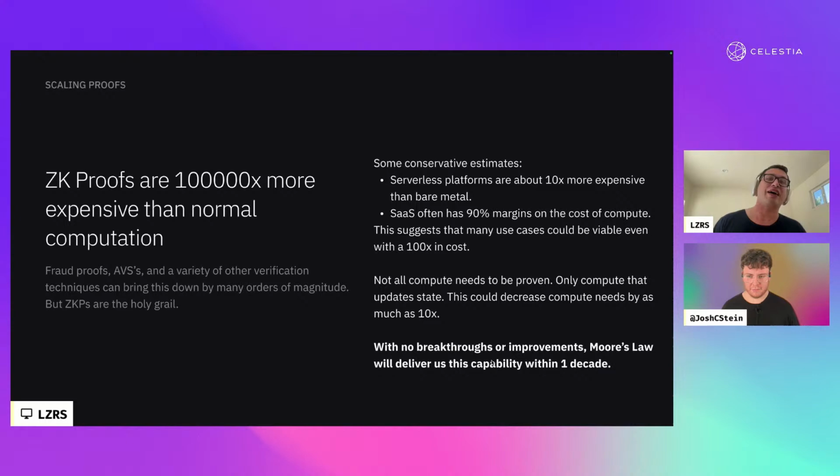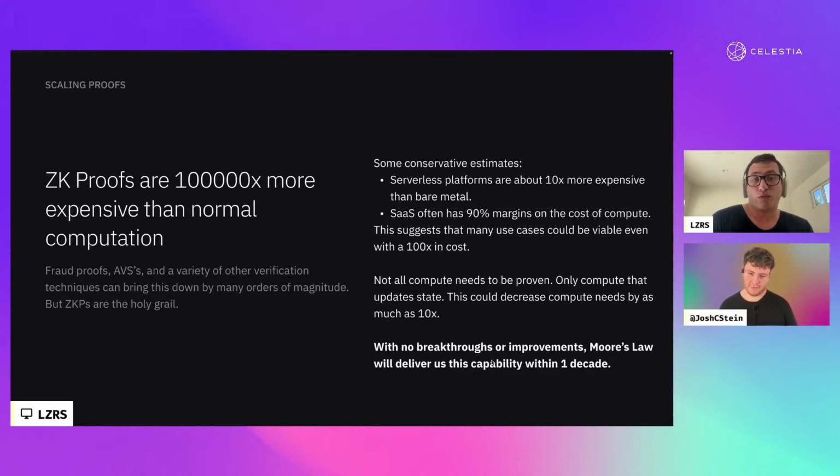But we do have this 1000x margin to work with. So maybe if we could just do things 100 times more efficiently, that might actually be viable to prove most computations.